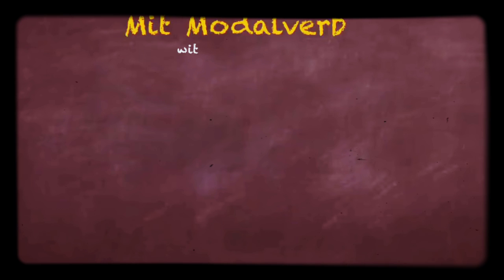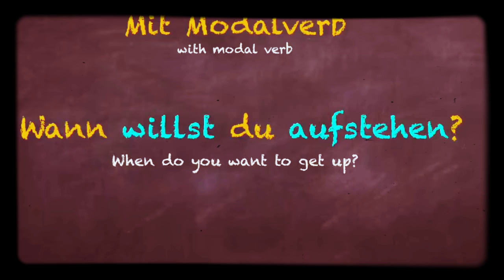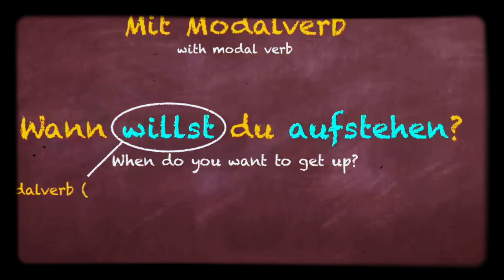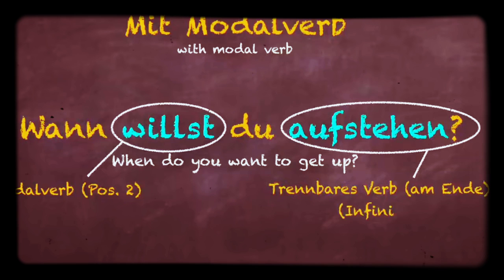What happens when we use a modal verb in the sentence? Wann willst du aufstehen? In this case, the conjugated modal verb will be in the second position, whereas the trennbares Verb aufstehen will stand at the end, and this verb will not be conjugated. That means it remains in infinitive. If you want to revise Modal Verben, you can watch our video on Modal Verben.